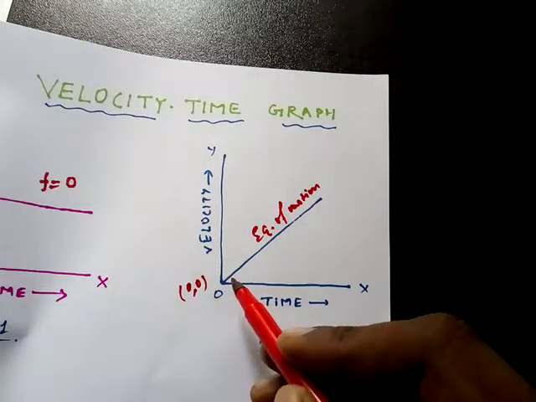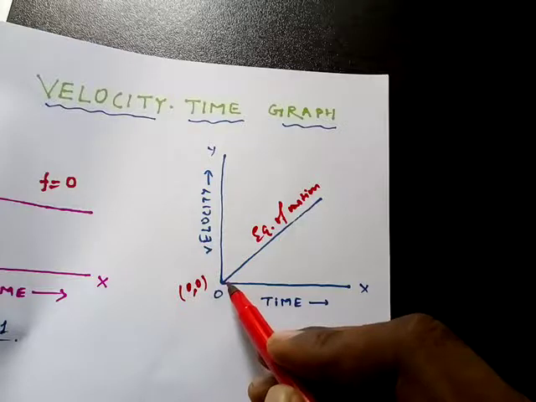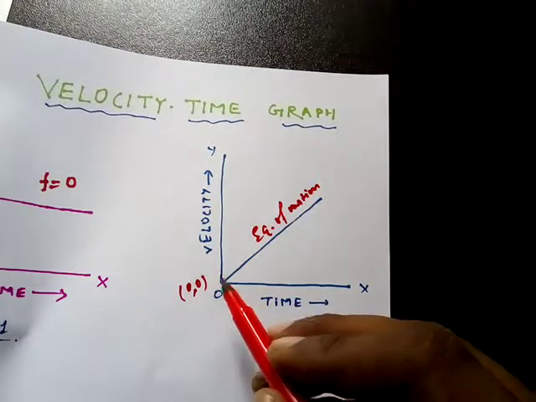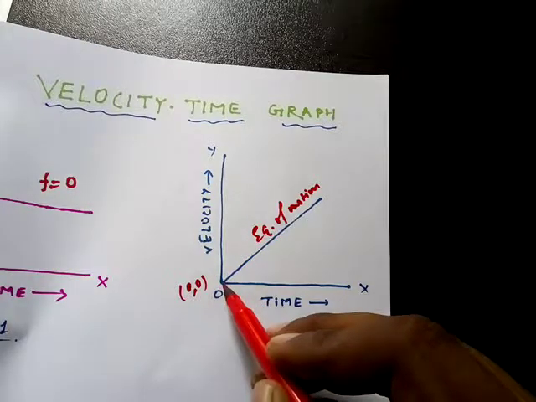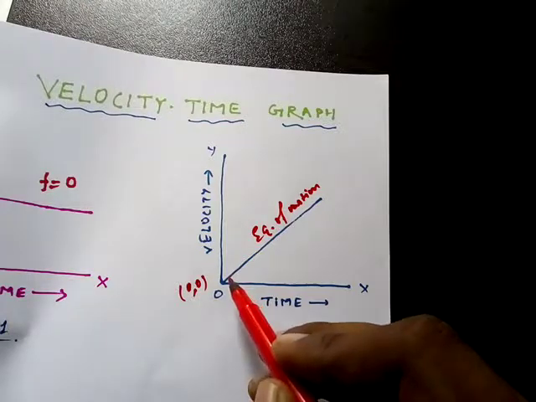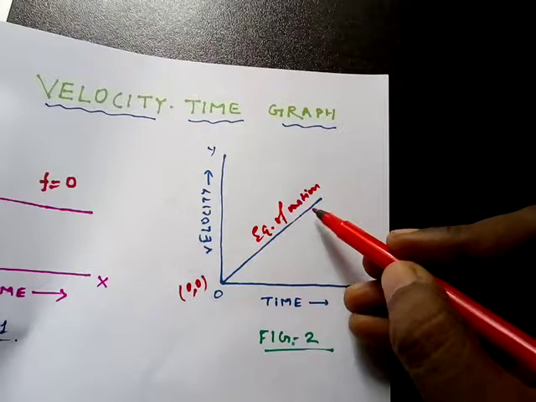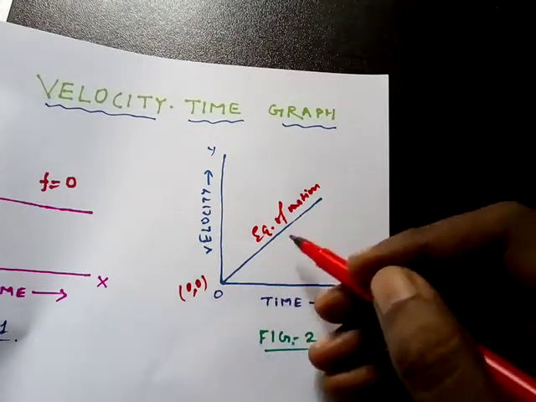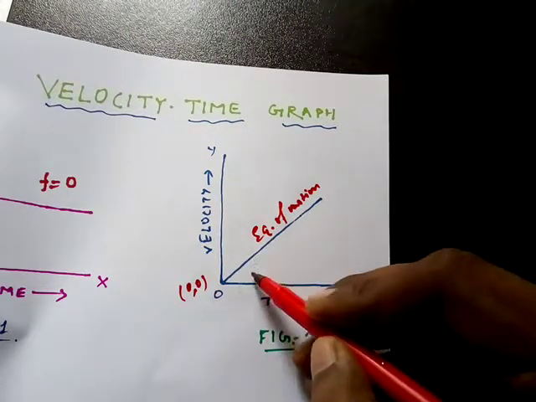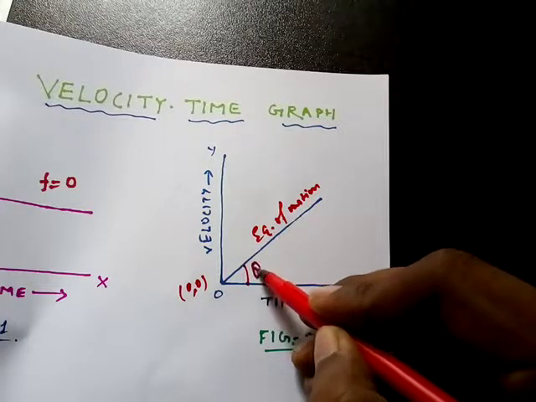It means that the body is starting with initial velocity 0. That means it was initially at rest, but the line is moving in the upward direction obliquely, which means it has a slope. Suppose the slope is theta.